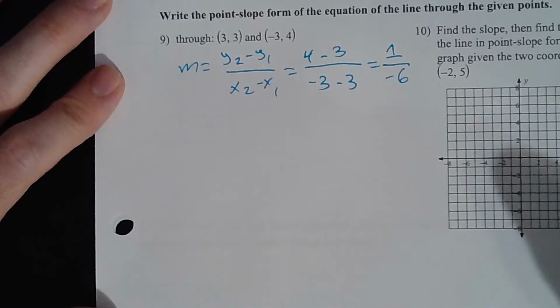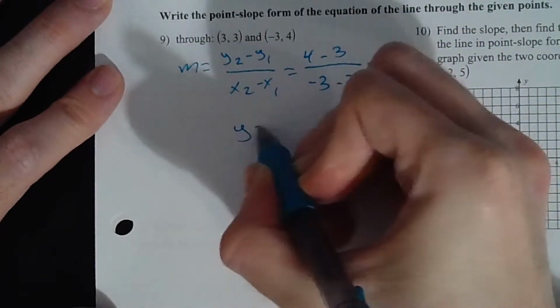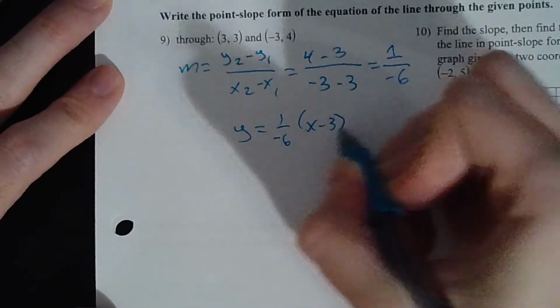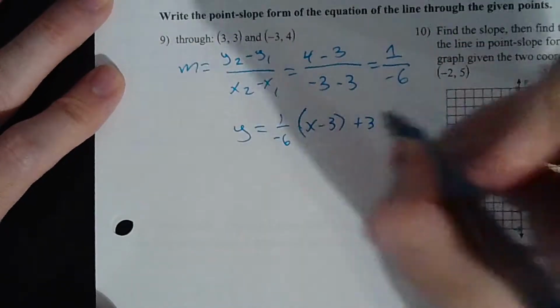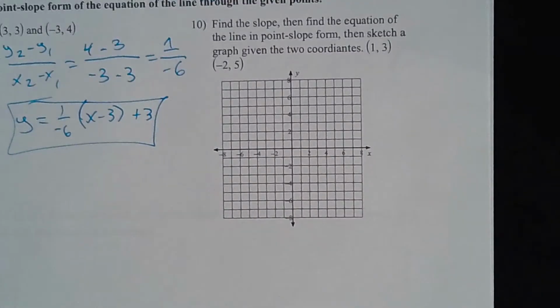And then we just have to write the point slope form. We can use either one of these coordinates. I'm using the first one arbitrarily. Y equals 1 over negative 6, x minus 3 plus 3. Done. Whole problem. Boom. Find the slope, find the equation of the line, and then sketch a graph given the 2 coordinates.